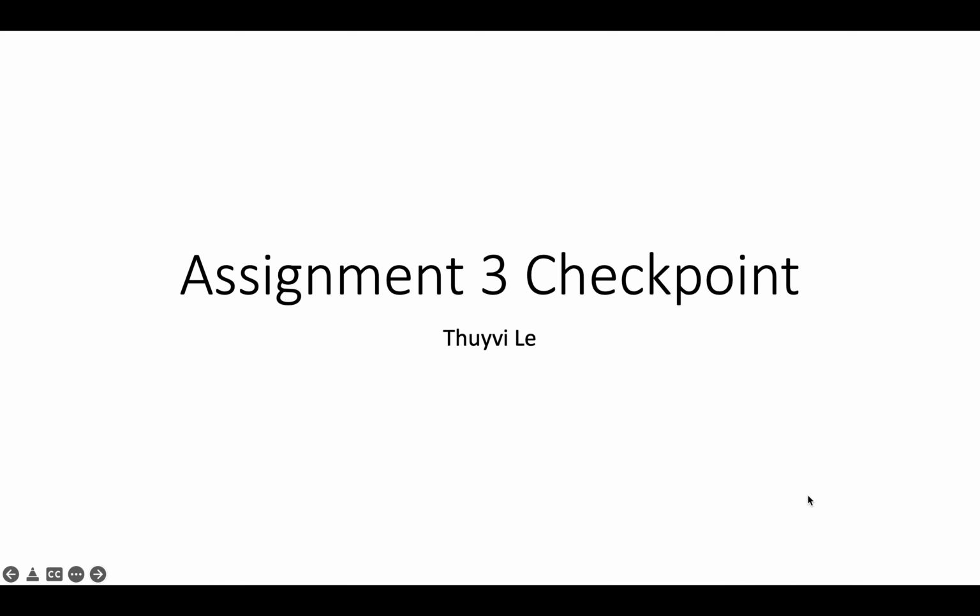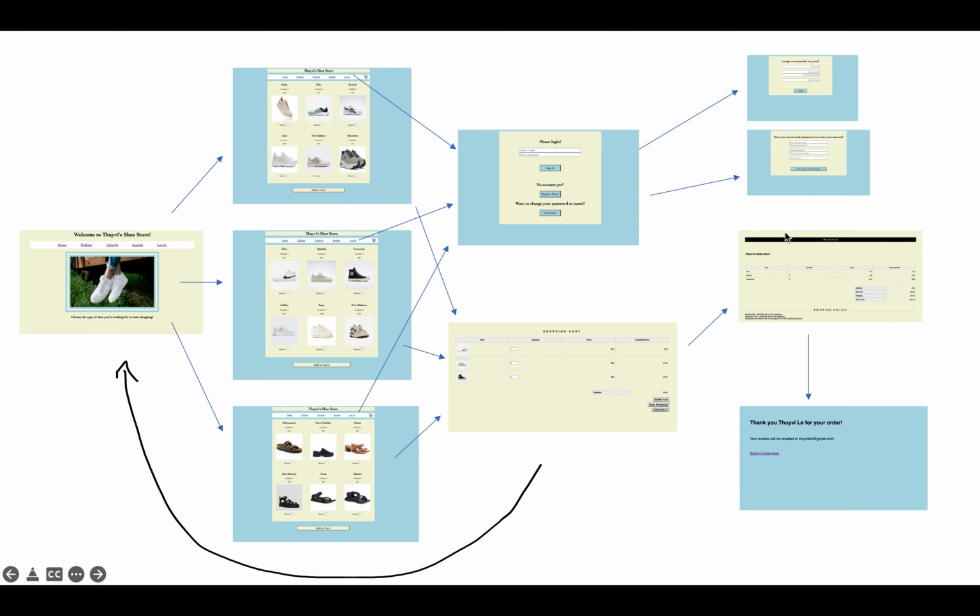So this is my assignment 3 checkpoint for a rough prototype of my site. I have my home page, and from my home page I have the nav bar where you can go to my 3 product pages. From all 3 product pages, you can also go to the login page to log in, and you can also add items into the shopping cart.